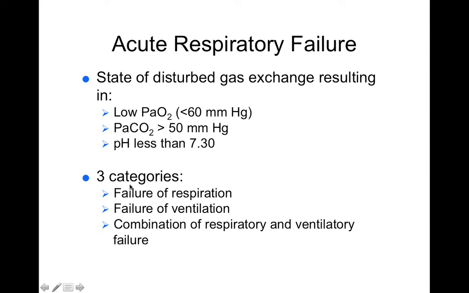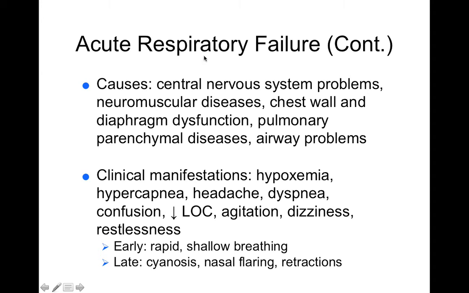There are different categories of respiratory failure. It could be a failure of respiration, so a failure of gas exchange. It could be a failure of ventilation, or a failure of airflow, or a combination of both. You might have difficulty with gas exchange and airflow, so failure of both respiration and ventilation. Some causes of acute respiratory failure can be things like central nervous system problems or neuromuscular diseases, chest wall and diaphragm dysfunction, pulmonary parenchymal diseases like diseases of the lung tissue itself, or even airway problems. Some of the clinical manifestations of this will be, for one, hypoxemia. We could guess that, right? Low O2 levels in the blood.